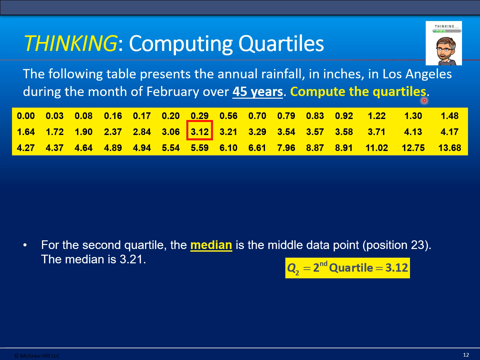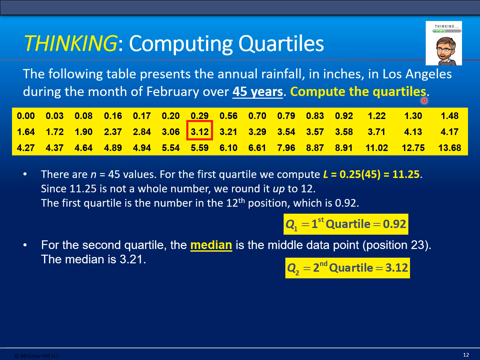So for the second quartile, the median is the middle data point. Since we have 45 data points, we have 22 values before and 22 values after, so the median is in position 23. The data in position 23 is 3.12. For the first quartile, we're going to take the 45 data points times 0.25.